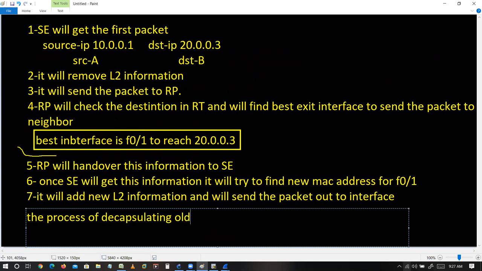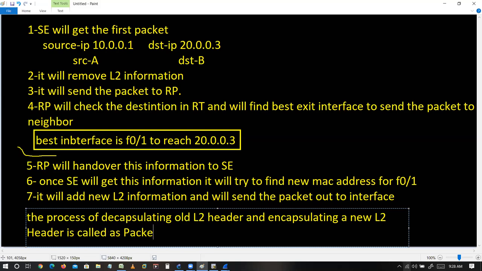The process of decapsulating the L2 header and encapsulating a new L2 header is called packet rewrite. Rewrite means a device gets a packet, does some modification, and then sends the packet out to the neighbor. So removing a layer 2 header and adding a new layer 2 header is called packet rewrite.